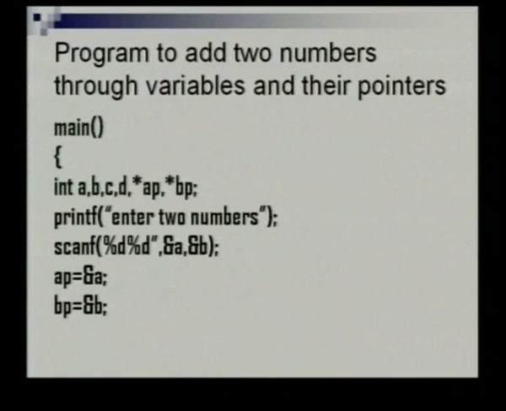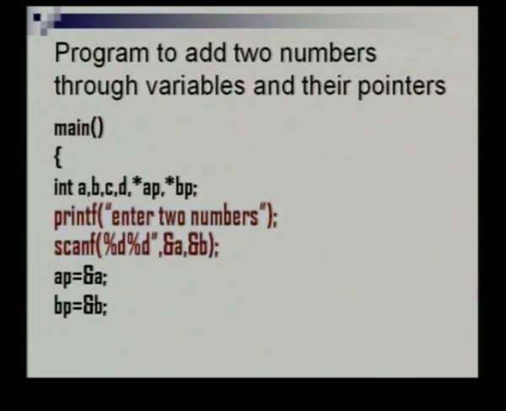This is how generally we use variables and access their addresses. Now we are going to see how to add two numbers through their variables as well as their pointers. That is, when we use common variables, how we get the sum, and when we are using pointers, how we get the sum. So, again we are starting the program with 4 integer variables A, B, C, D, 2 pointer variables AP and BP.